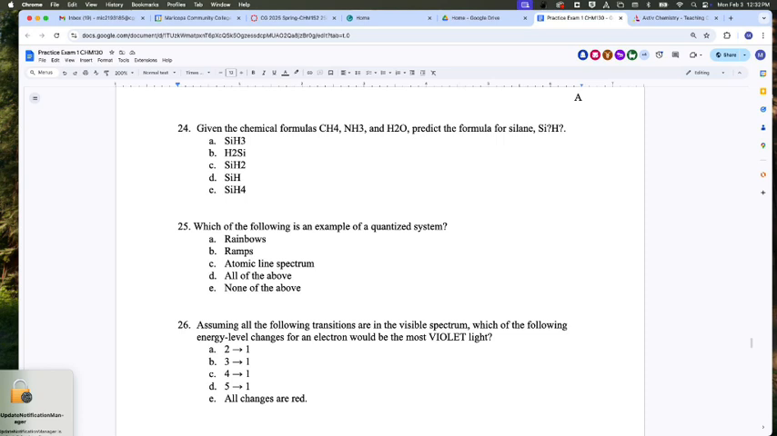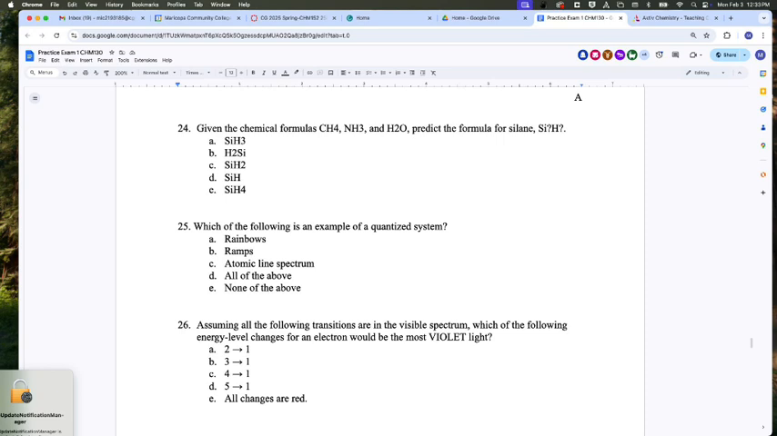I want to push on this a little bit more because I forgot to do it with the other ones. Do you see SiH3 as an answer choice? Do you see H2Si or SiH2? Yeah. All of those answers are potential ways to approach this question, which is why those answer choices are present. You have to understand a little bit about what's going on within it.